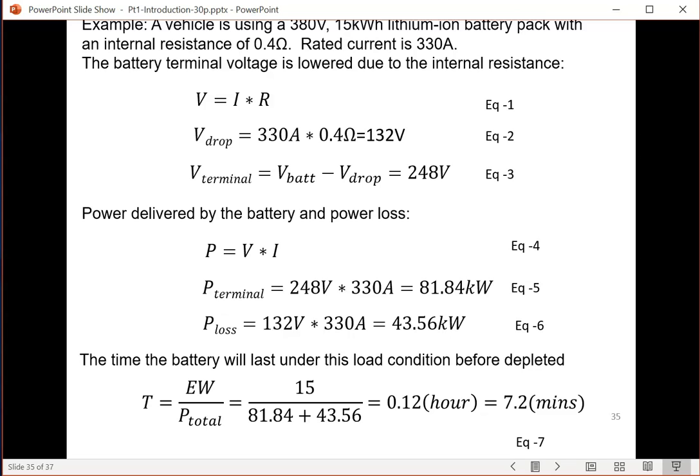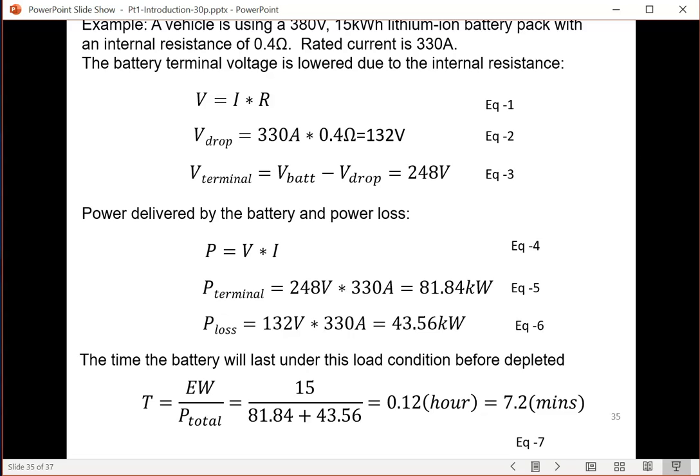Work this number out, it's only 0.12 hour or 7.2 minutes. So you can see, although the battery looks reasonable, with a higher voltage, because you're drawing too much current out, it will only last for 7.2 minutes.